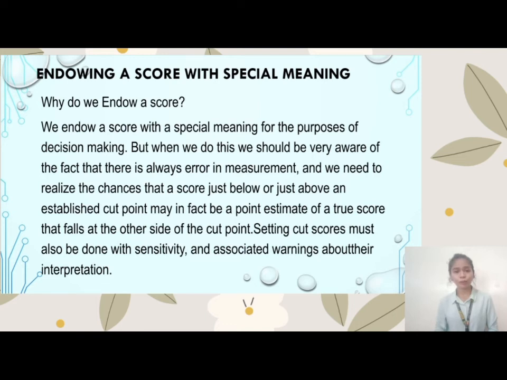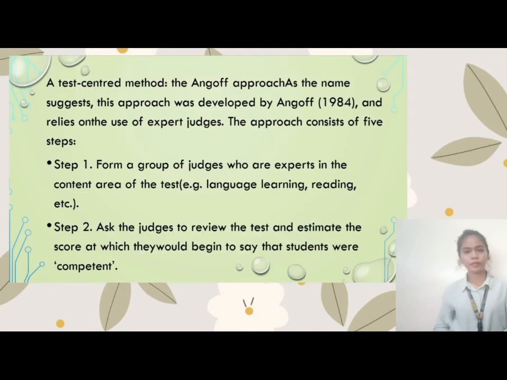Setting cut scores must also be done with sensitivity and associated warnings about their interpretation. The following are two of the most common approaches to setting cut scores. A test-centered method, the Angoff approach. As the name suggests, this approach was developed by Angoff and relies on the use of expert judges. The approach consists of 5 steps.